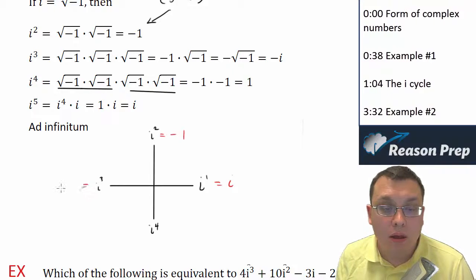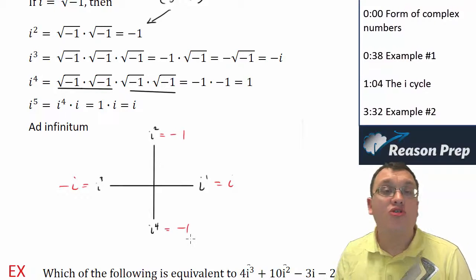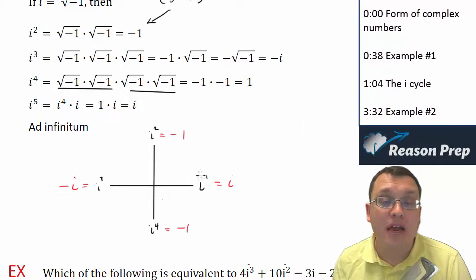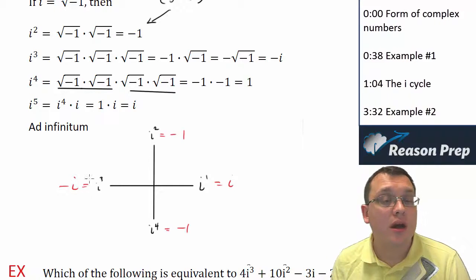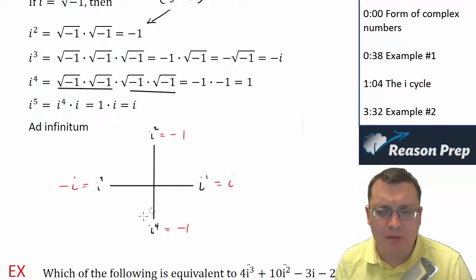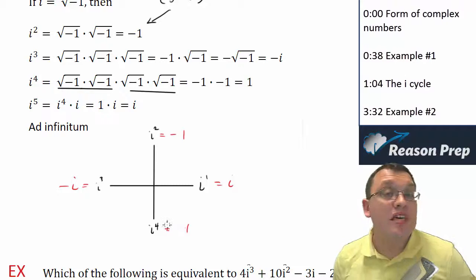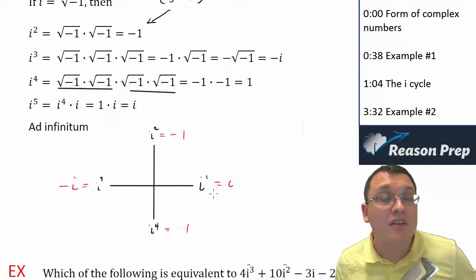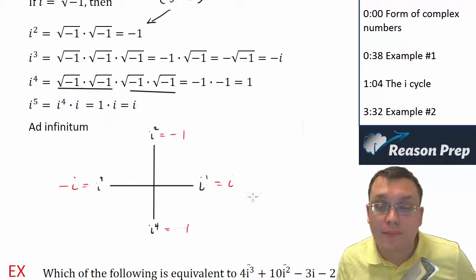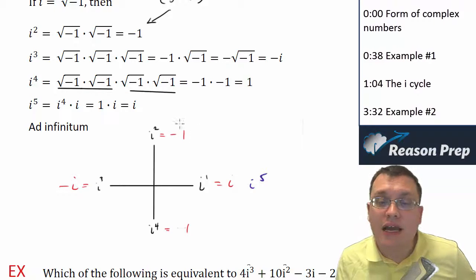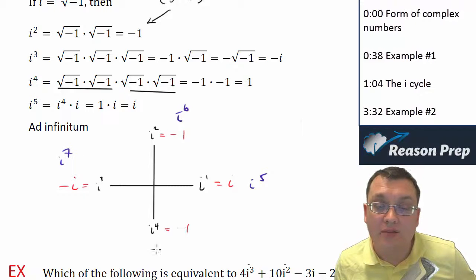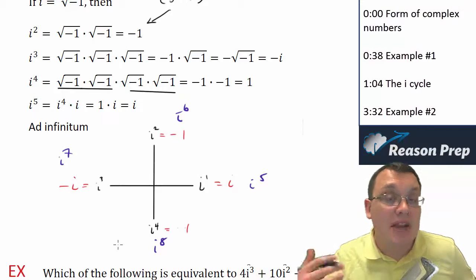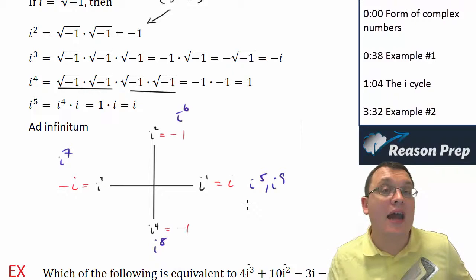If you use this little reminder tool, you can see the values you get depending on the exponent. If it's i to the 1, you get i. i squared is -1, i cubed is -i, and i to the 4th is positive 1. If you keep going, it'll keep going in the cycle. So i to the 5th is i, as we've seen. i to the 6th will turn out to be -1. i to the 7th will be -i. i to the 8th will be 1. And then i to the 9th will be i, and so on and so forth.